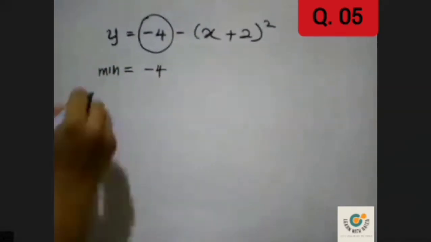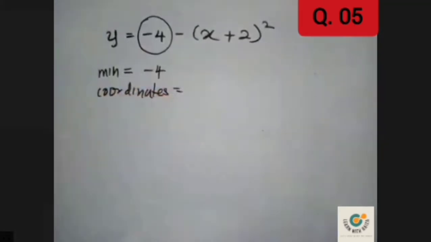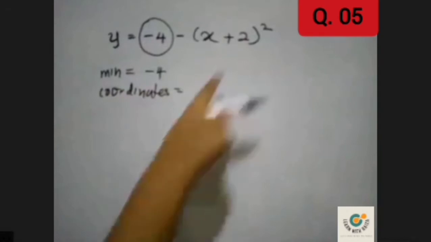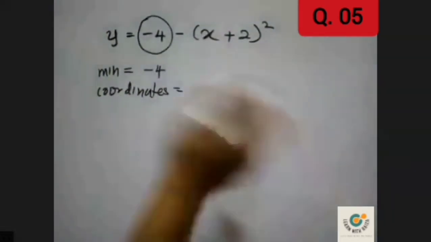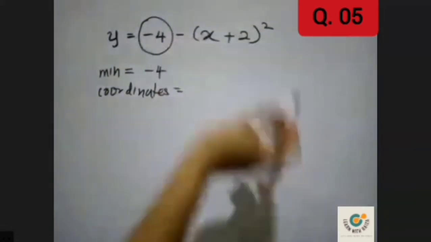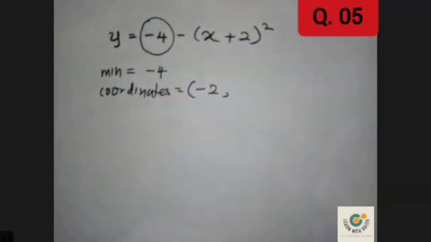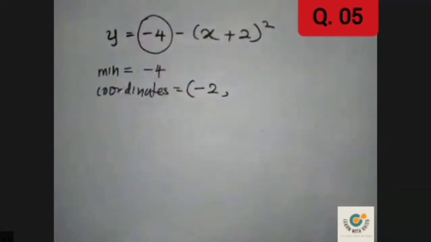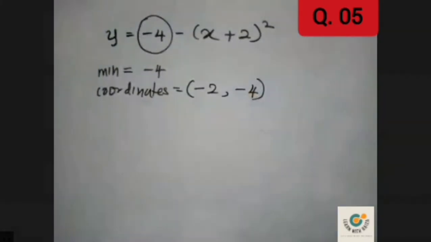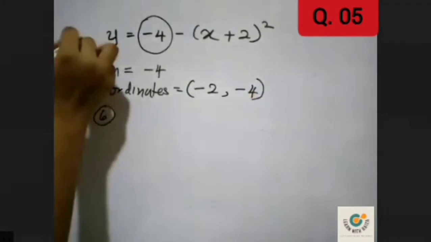What are the coordinates of the turning point here now? Coordinates of the turning point, you should be able to identify when you look at the equation. This is positive 2, no? Take the negative of that, right? If negative here, take the positive. If positive here, take the negative, right? That is your x coordinate. And the coordinate given in front is your y coordinate, that is minus 4. This is the answer. So when we go to question number 6 now, this is 5.